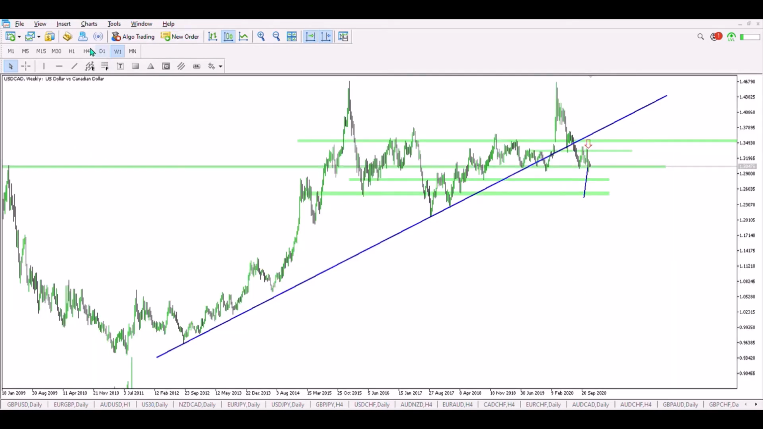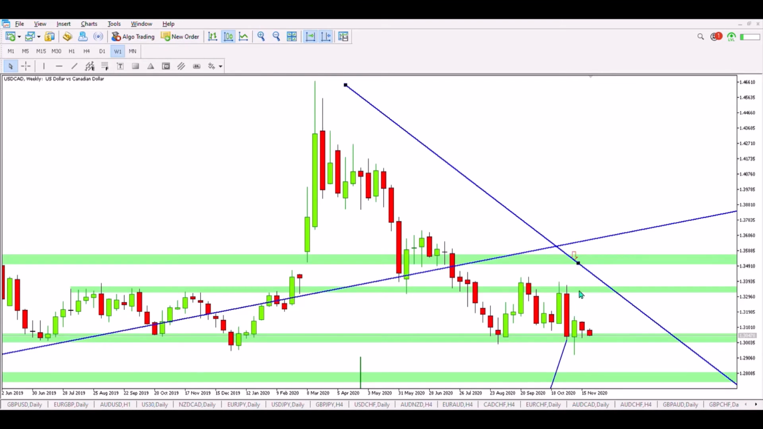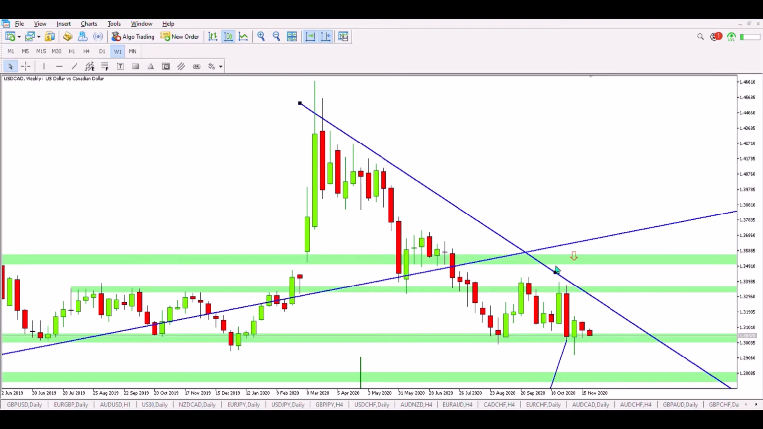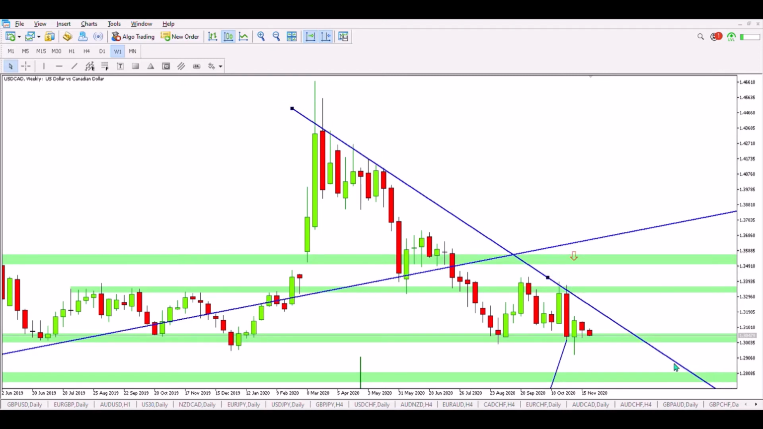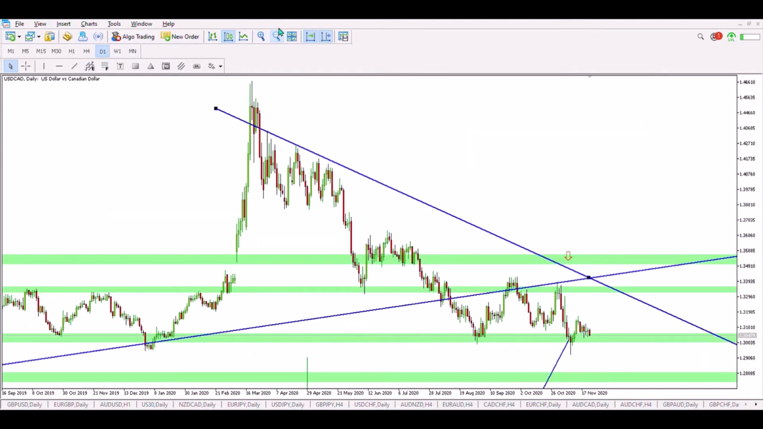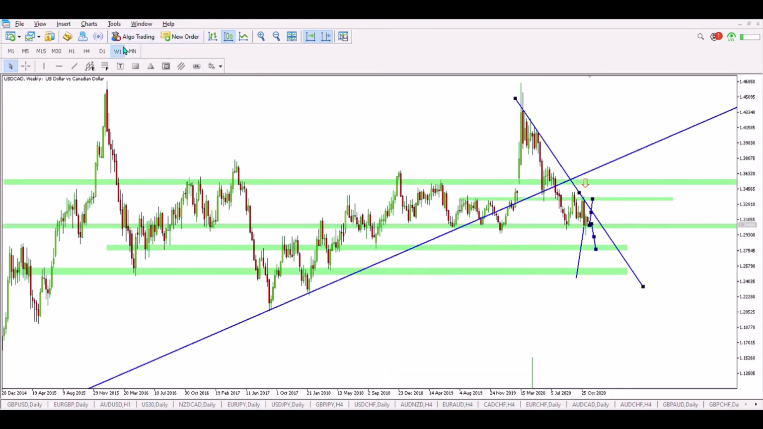USD CAD downtrend, recently broken uptrend. Let's see what we have here. Strong rejection here. We are continuing with the downtrend. Let's move to daily. Now here we are at a support level, so we can have some pullback to this resistance here. Or if we break through, we're going to the next support area around 1.28.0. And that's it for this market.